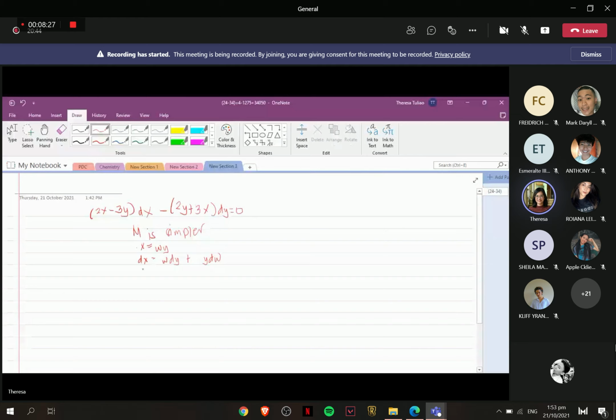So the first step natin is to identify if it is homogeneous. Second, identify which one is simpler. Third, use either x substitution or y substitution and then get the respective differential. Okay, and then fourth is to substitute these two into the original equation. Tutut natin yan.